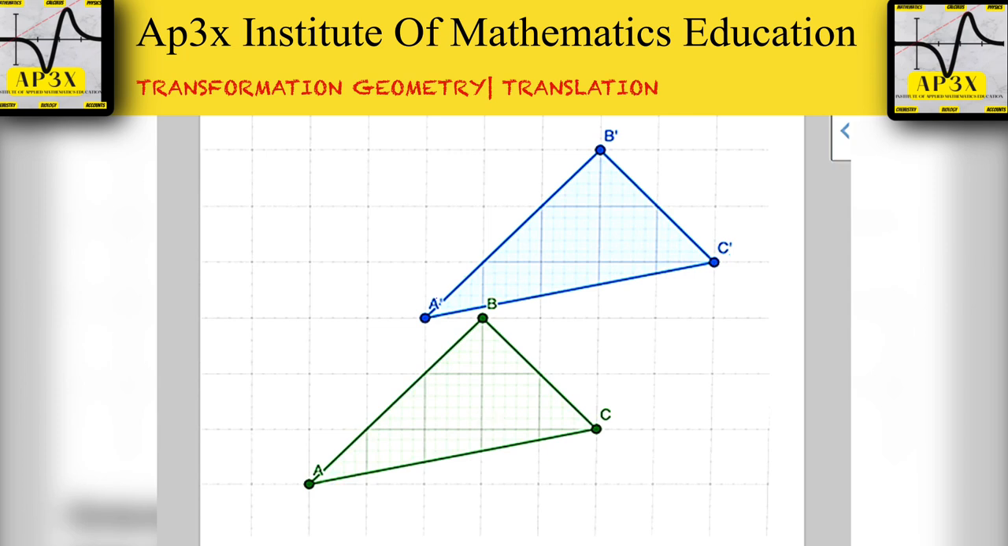If it was, say, for a reflection, you'd have to state the line of reflection or the mirror line, which we're going to be discussing in the part 2 reflection video. And of course, if it's rotation, you have to not only state the angle of rotation, but you must also state the direction of rotation and the center of rotation, the coordinates of the center of rotation.